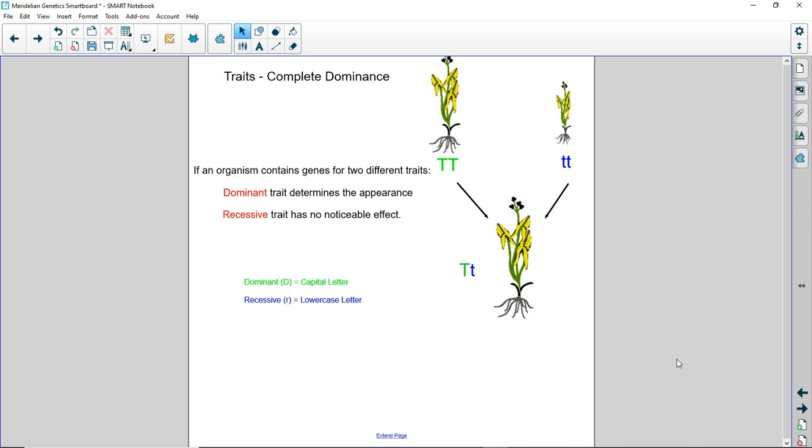Okay, so we are back with a screencast here with another type of genetic cross. We are still talking about monohybrid crosses, or a one-trait cross. A one-trait cross only talks about one specific trait. We talked yesterday about tall versus short pea plants.